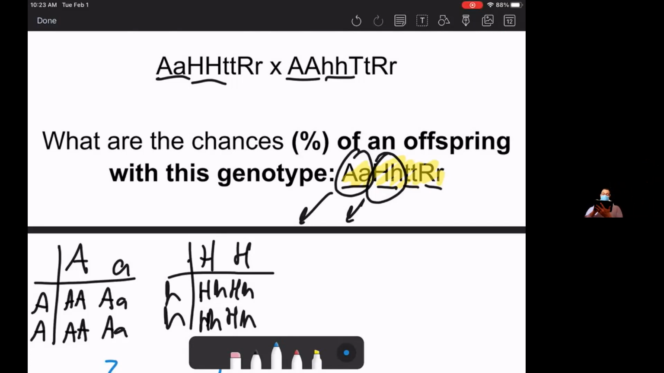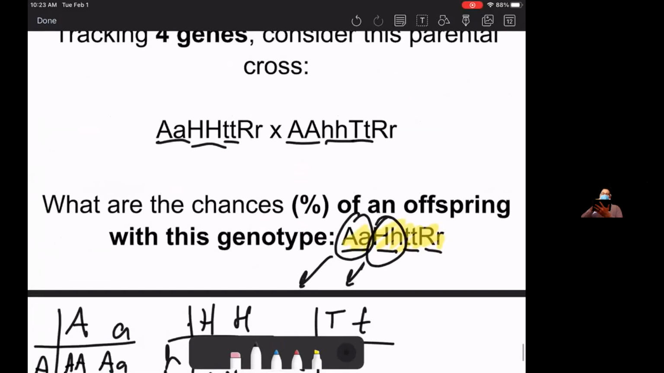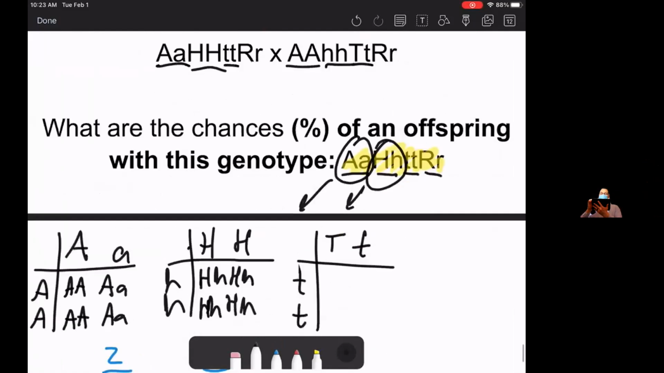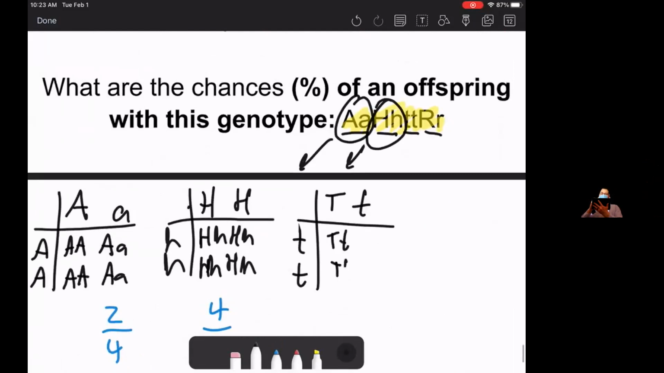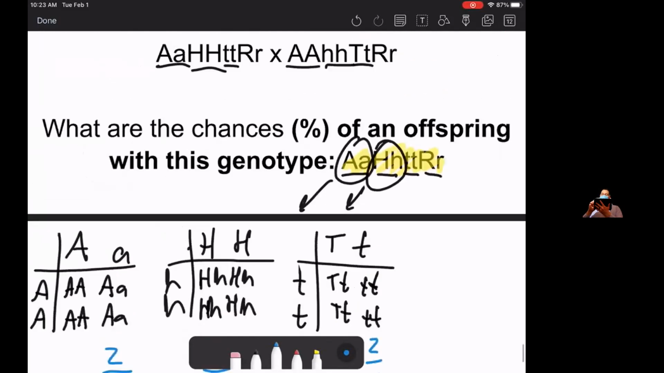Last two, the T gene. In this case, we're looking for offspring that are double recessives. We got a double recessive parent, heterozygote. Easy enough. Again, we got a nice 2 out of 4 there being the ones we wanted, double recessives, great. Okay.